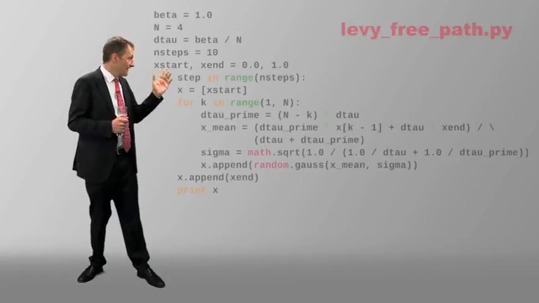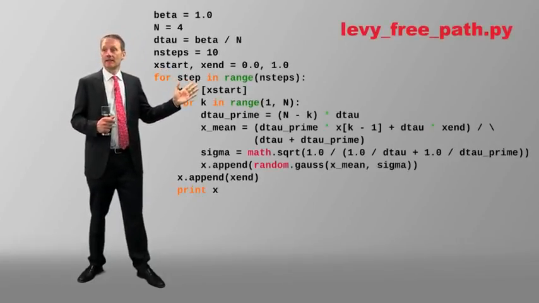This algorithm produces output which is indistinguishable from the output of the Lévy construction, but I leave it to you as an exercise to prove this. Before moving on to the next section, please take a moment to download, run and modify the algorithms we discussed right now. There is the algorithm levy_free_path.py.